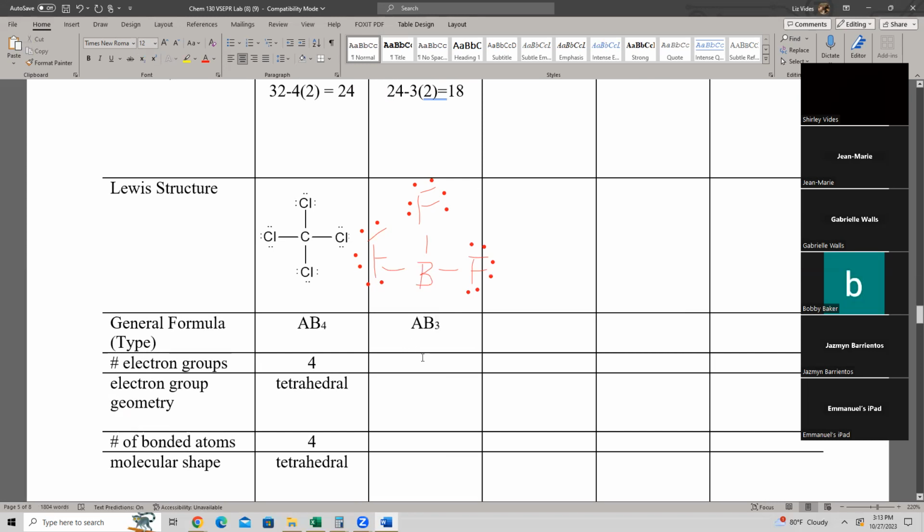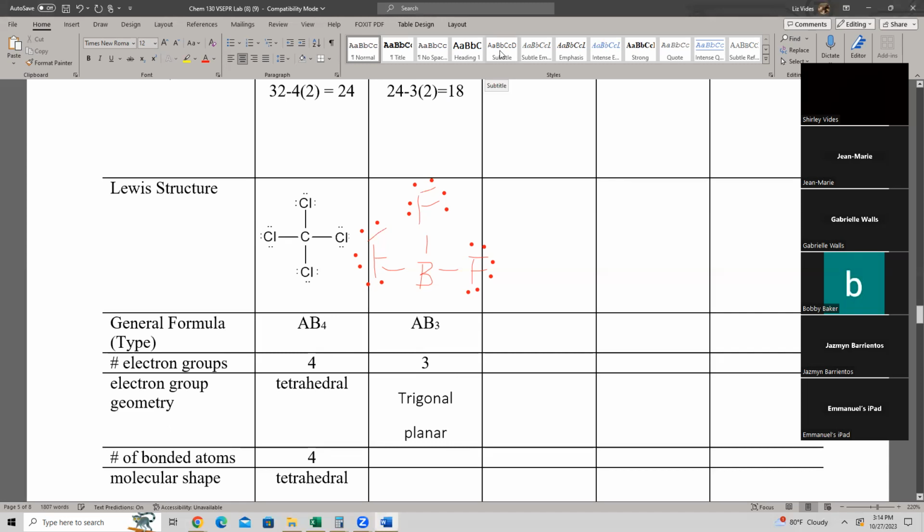And then how many electron groups? Well, electron groups just means things around the central atom. So there's one thing right here, one thing right here, and one thing right here. So it's 3 bonds, so 3 things around the central atom. If you go look at your table, it's going to tell you this is a trigonal planar, which means a flat triangle, okay? So that's what it is, a flat triangle. It's a trigonal planar.